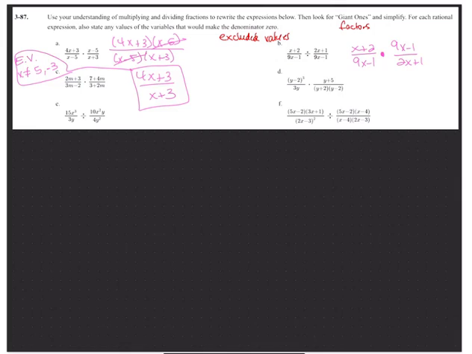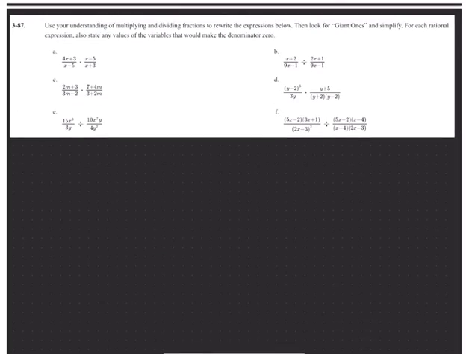Find those excluded values. And then you can cancel those factors, or giant ones, and then you're good to go on that one. Look at, I repeated this over and over again, and then I don't even use the space I provided myself below.